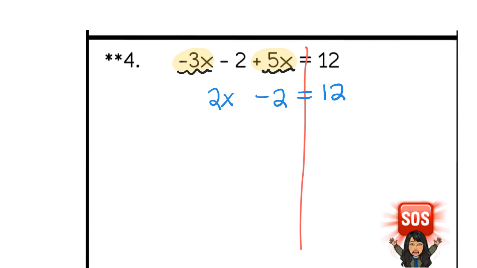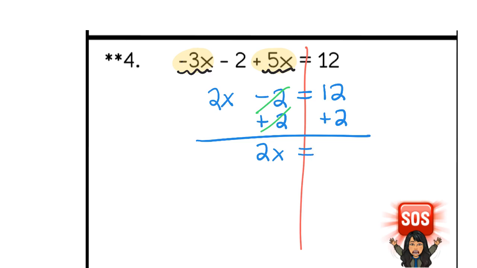And now we're looking to get the x alone. What we need to do is get rid of the minus 2. How do I get rid of a minus 2? Opposite operation, which means add 2. That leaves us with these guys gone, and 2x equals 12 plus 2, or 14.